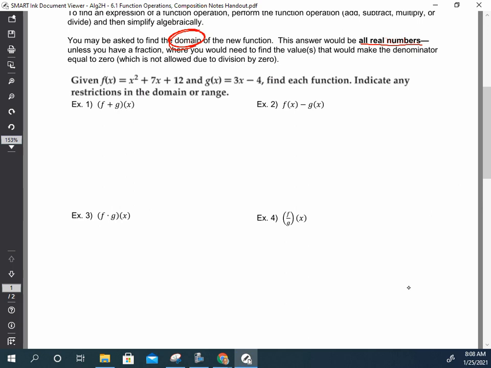All right, so the main thing that you'll start with problems such as this is you'll be given functions to work with. So f of x equals x squared plus 7x plus 12. G of x equals 3x minus 4. They want you to find each function and then indicate any restrictions on the domain or range. So our main concern would be the domain.